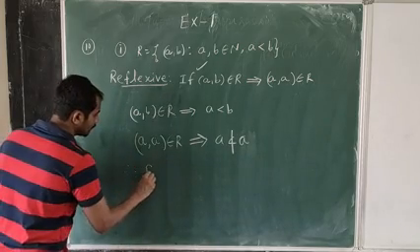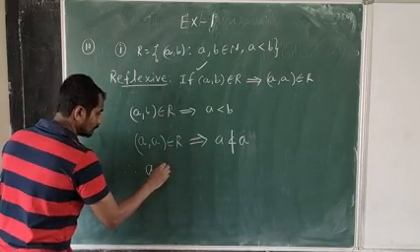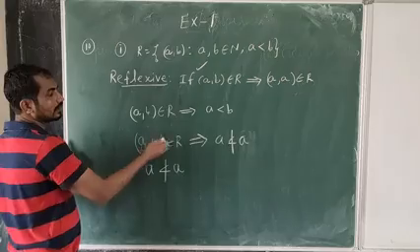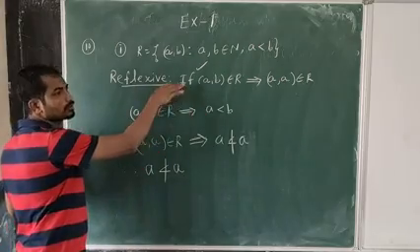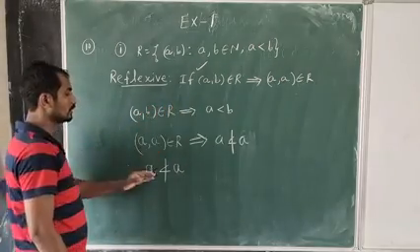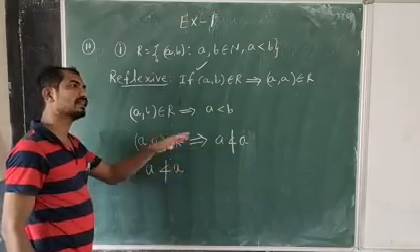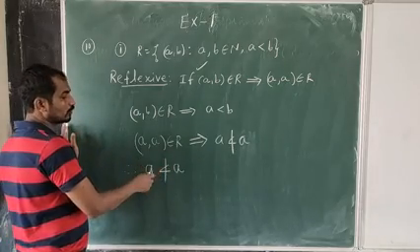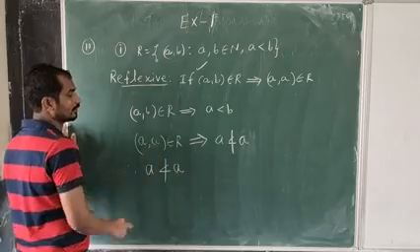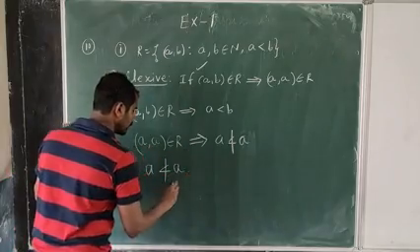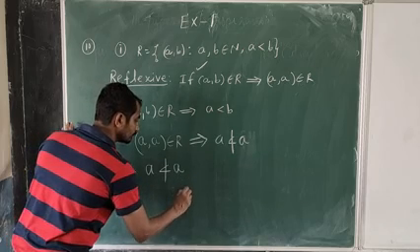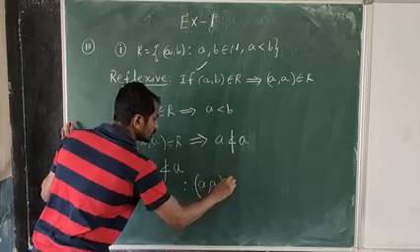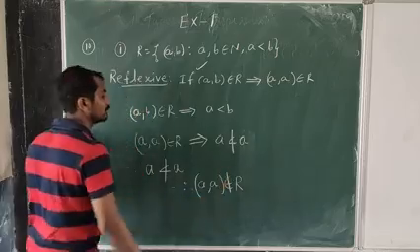Therefore we can write here a less than a will not happen. Okay? a less than b can happen for different values, but here the same value cannot be less than itself. That's why a is not less than a. Therefore we can write here (a, a) does not belong to R. Clear?